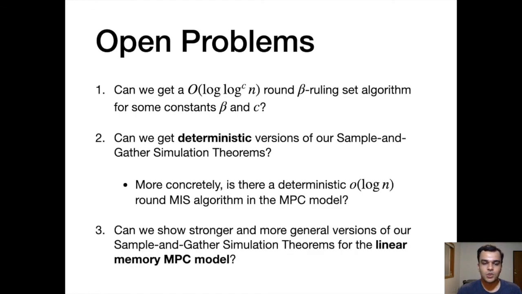Thirdly, can we show a stronger and more general version of our sample and gather simulation theorem for the linear memory MPC model? This memory regime has been much more successful in getting exponential speedups using the graph doubling technique, but maybe our sample and gather ideas might give more speedups and more general speedups in this model.